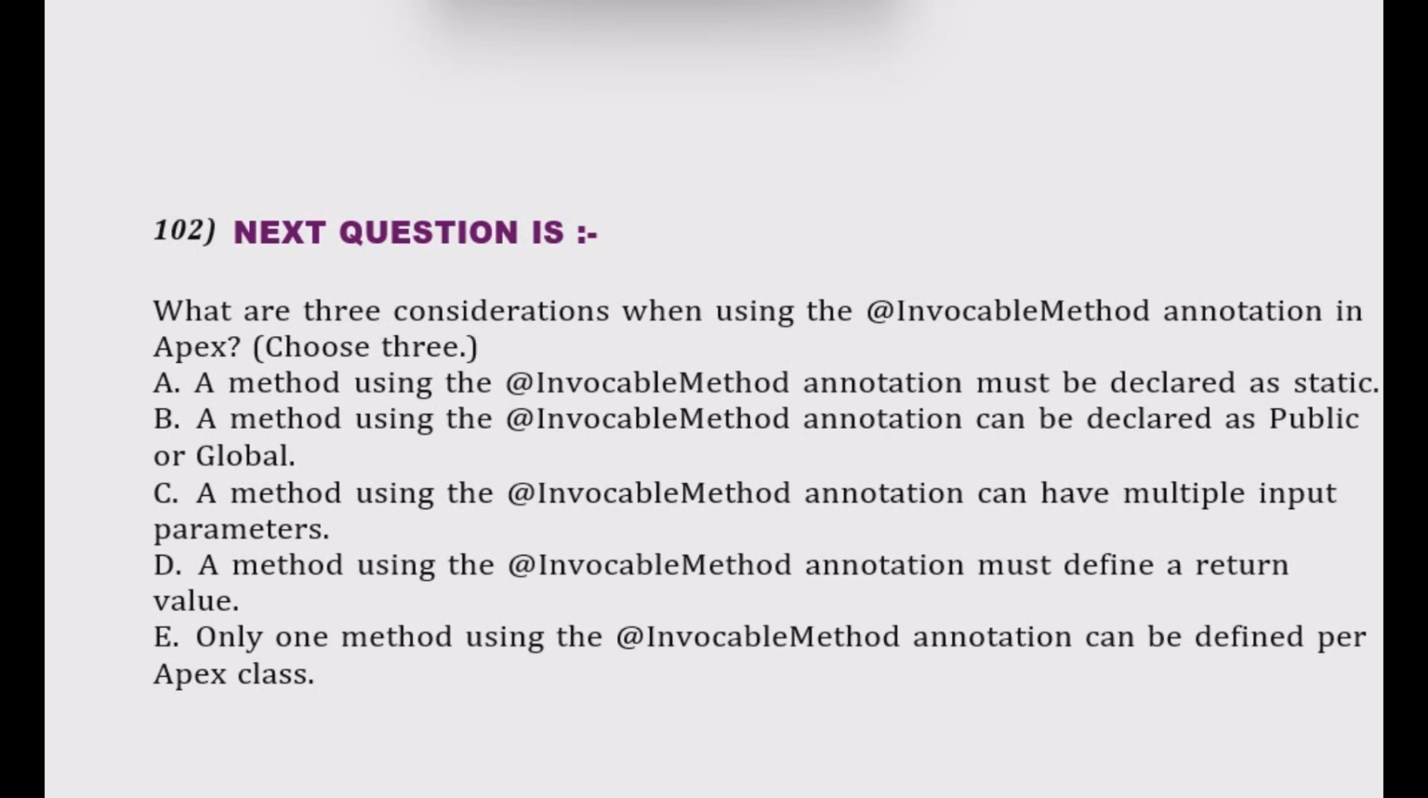Option D. A method using the @InvocableMethod annotation must define a return value. Option E. Only one method using the @InvocableMethod annotation can be defined per Apex class. Correct answer is option A, B, and option E.